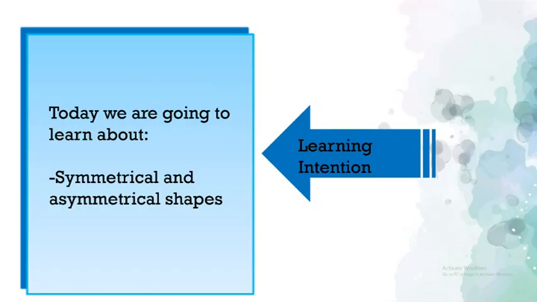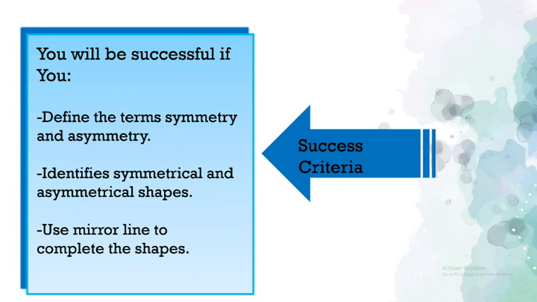I am going to share the learning intention and success criteria for today's lesson. Our learning intention is today we are going to learn about symmetrical and asymmetrical shapes. Here is our success criteria. You will be successful if you can define the terms symmetrical and asymmetrical, identify symmetrical and asymmetrical shapes, and use mirror lines to complete the shapes.